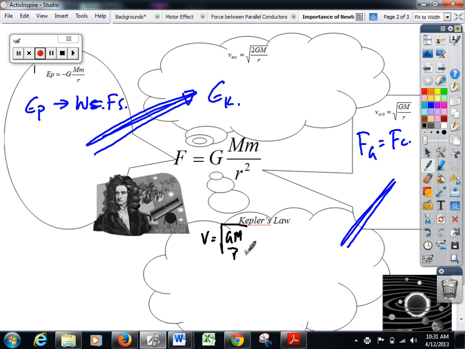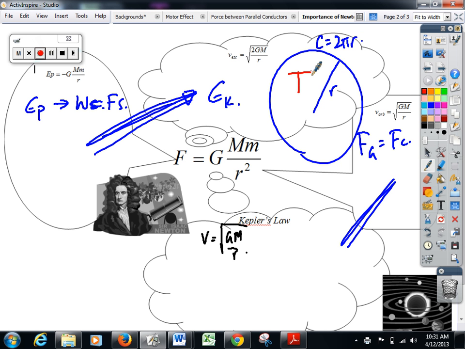If we also think about it, because we are in a circular orbit of a specific radius, it has a circumference of 2 pi r, and if this takes place in a time period we can call capital T, then the velocity would equal 2 pi r on T. So these two velocities must be the same. By equating, we get the square root of GM on r equals 2 pi r on T.